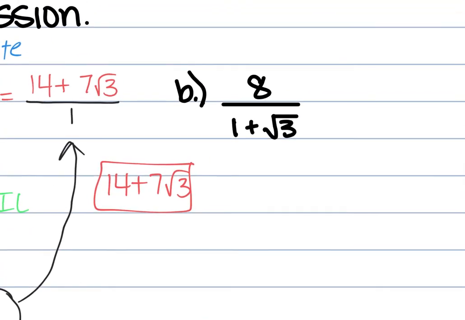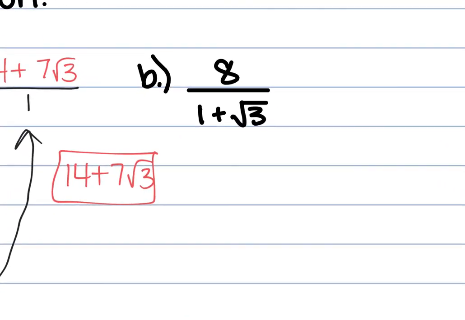Let's do another one together, and then I'm going to set you guys loose, okay? We've got 8 over 1 plus the square root of 3. Is this simplified? Why not? Because there's a radical in the denominator. How can we get rid of that radical in the denominator? German? Very good. Multiply by the conjugate. German, what would the conjugate be here? Excellent. And we just multiply the bottom, right? No, we have to multiply the top as well, okay?